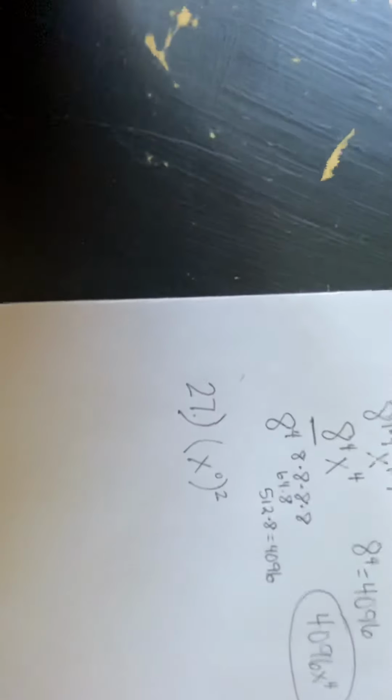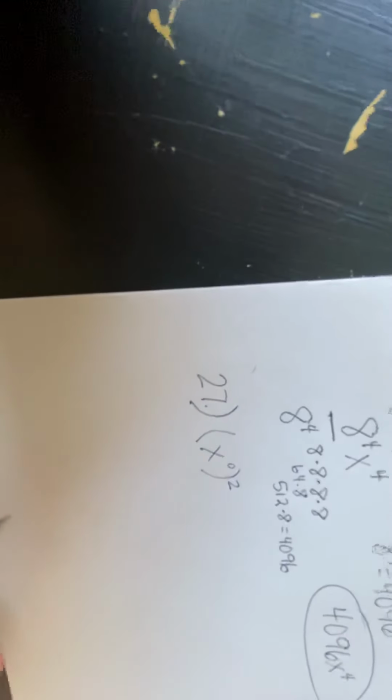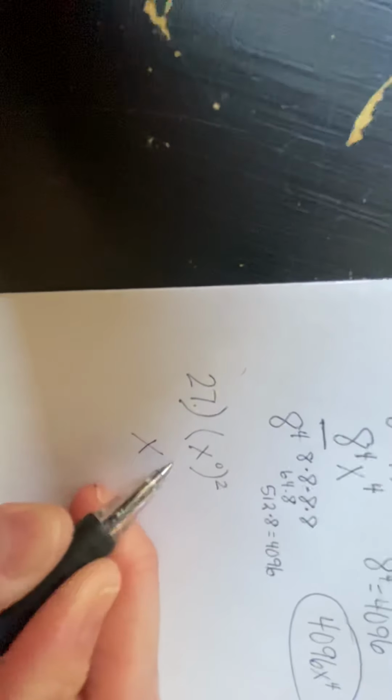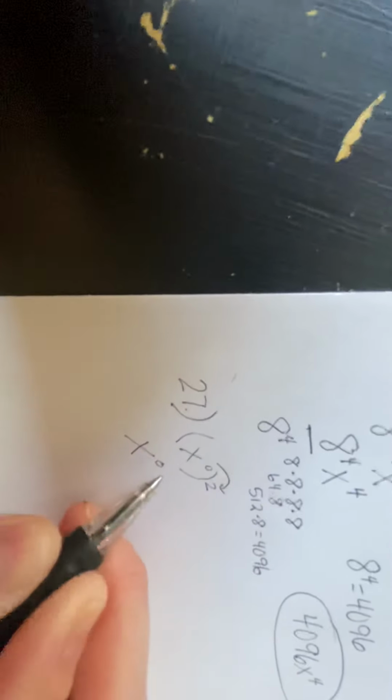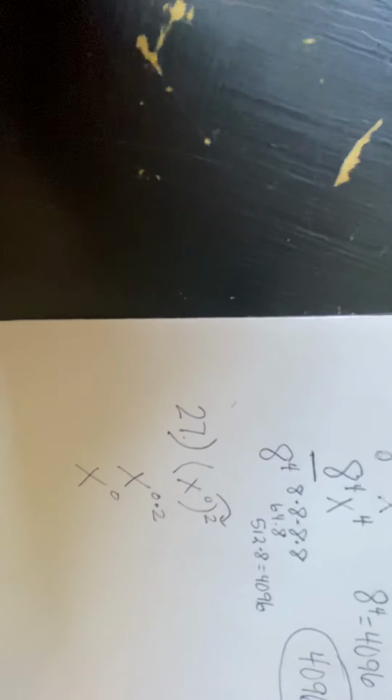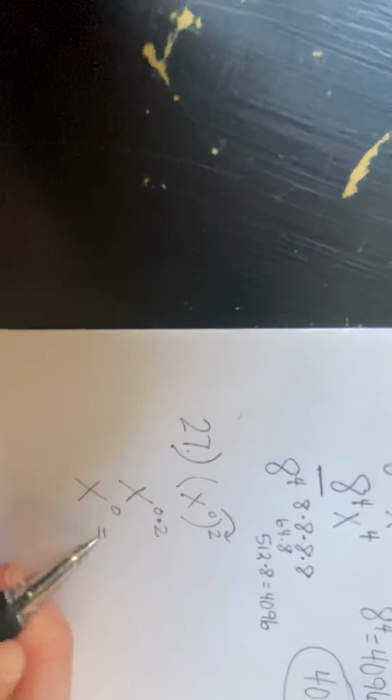And then lastly, number 27, it's also a power to a power. So we have x to the 0, and we multiply that 0 times 2. Well, 0 times 2 would be 0. And the 0 exponent rule says anything raised to the 0 power is 1. And I'll show you that over here on the exponent rule. Any number raised to the 0 power is equal to 1.